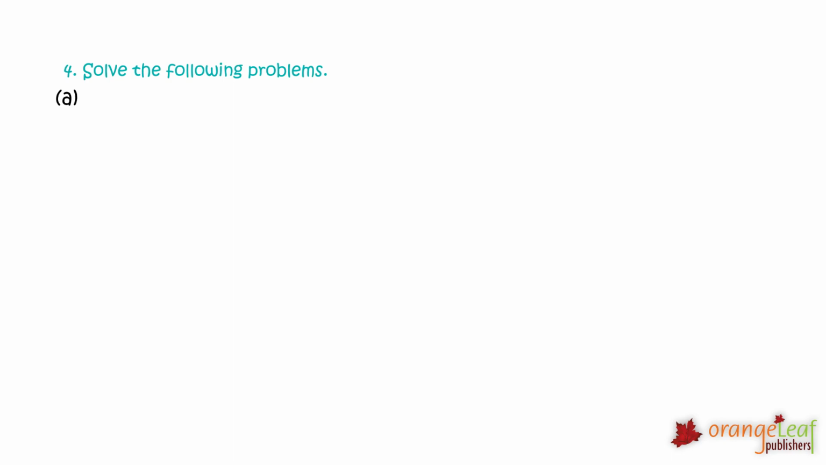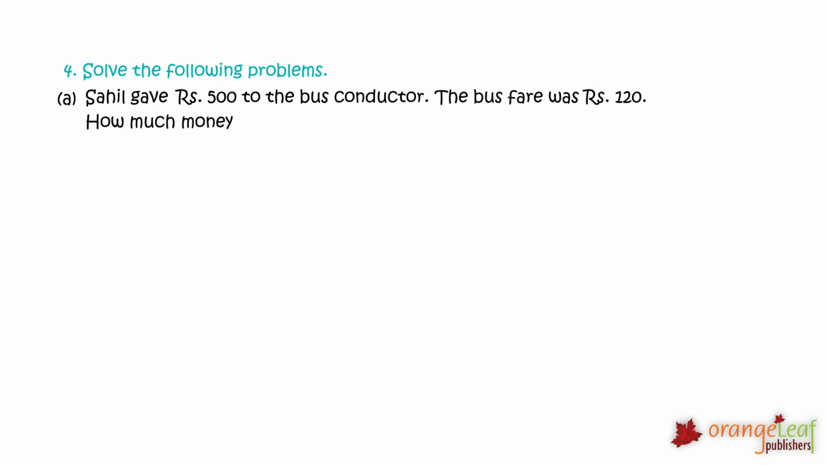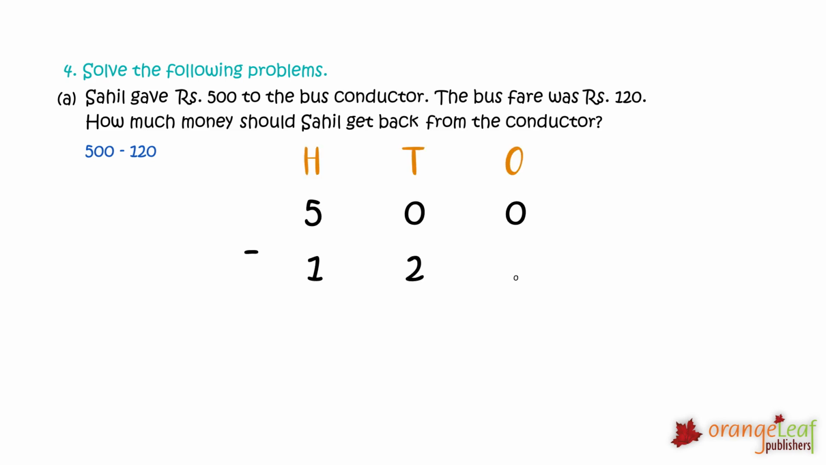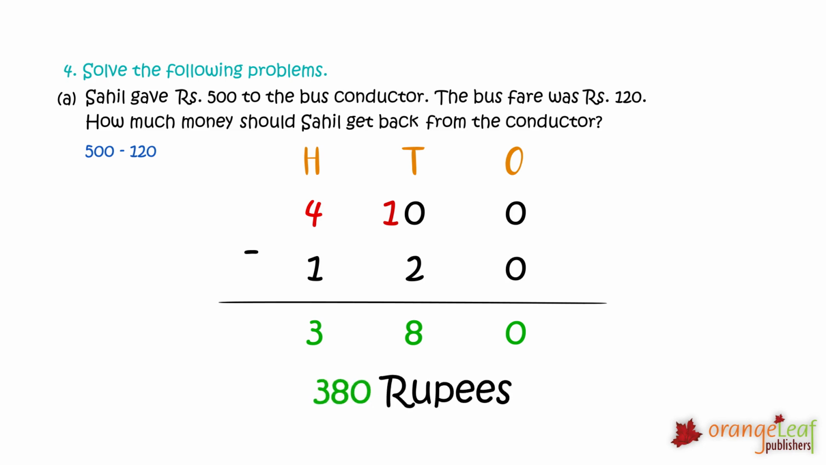Solve the following problems. Sahil gave 500 to the bus conductor. The bus fare was 120. How much money should Sahil get back from the conductor? Let us subtract 500 minus 120. Write it one below the other according to their place value. Step 1. Subtract in the ones place. You will get the answer as 0. Step 2. Subtract the tens place, but there are not enough tens, so we borrow from the hundreds place. 10 minus 2 is equal to 8. Write 8 in the tens place. Step 3. Subtract the hundreds place. 4 minus 1 is equal to 3. Write 3 in the hundreds place. The answer we get is 380 rupees.